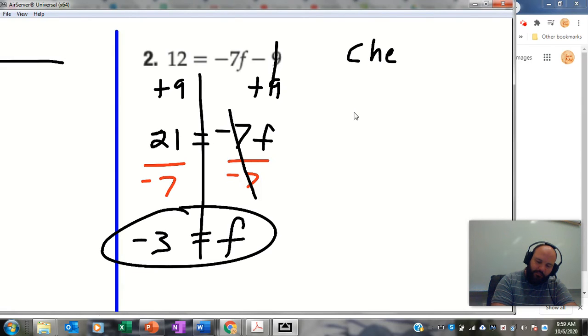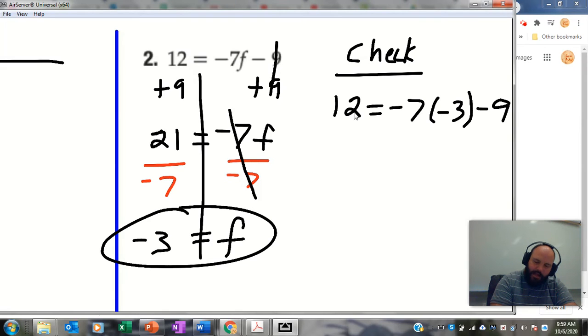To check, we are going to write our original equation, negative 7, and then the f is negative 3, minus 9, like that. So the left-hand side still stays 12. We're going to multiply -7 and -3 first, and we're going to get 21. And then we have -9.